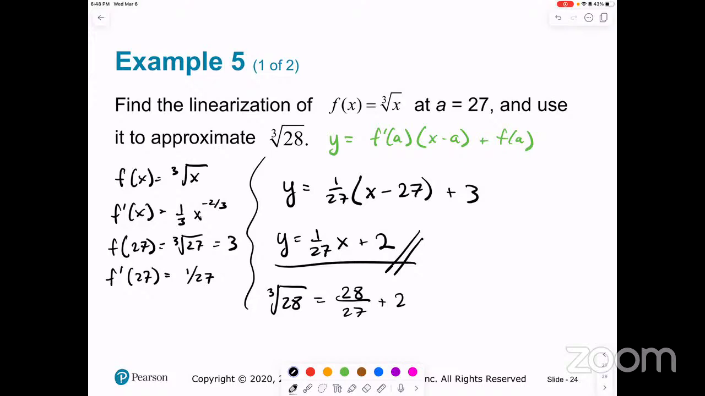Siri, what's 28 divided by 27 plus 2? 28 divided by 27 plus 2 is approximately 3.037. So slightly more than 3. That makes sense. Siri, repeat that answer. 28 divided by 27 plus 2 is approximately 3.037.